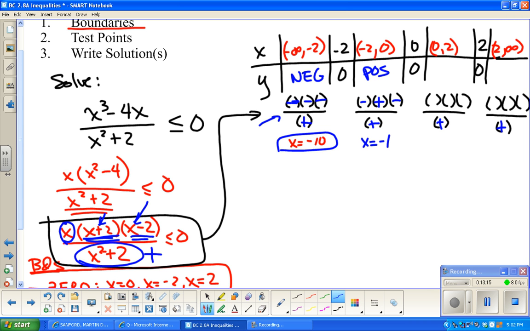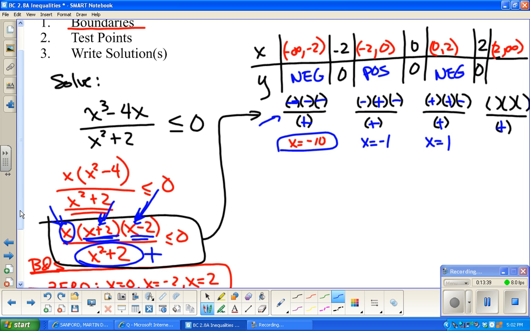Okay. Pick a value between 0 and 2. So the obvious choice would be 1. You can pick 1.8 if you want. I don't think it's very fun, but okay, so 1. 1 is positive. 1 plus 2 is positive. 1 minus 2 is negative. So overall, this has a single negative sign. It ends up being negative. Just doesn't seem fair, does it?